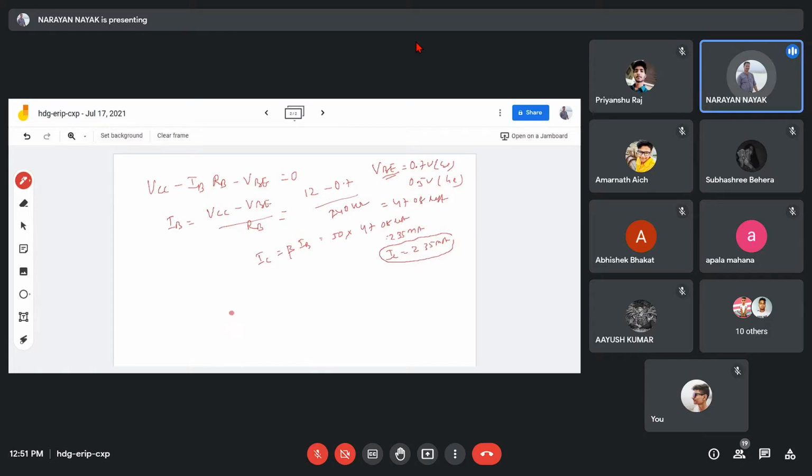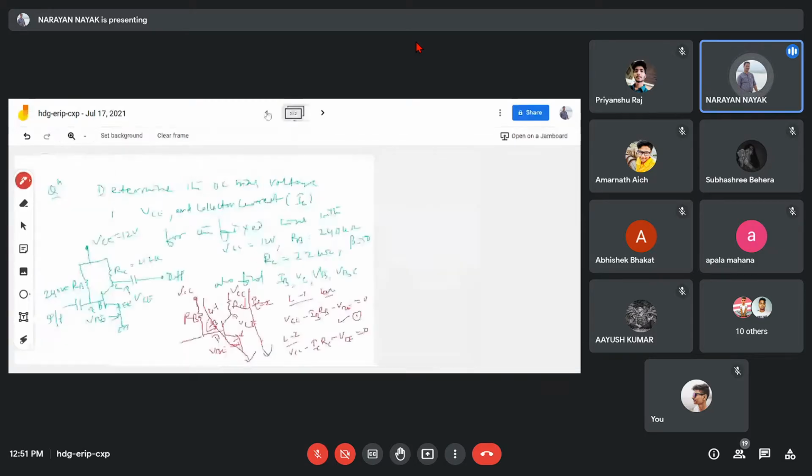From equation number 2, from loop 2, what is the loop 2 equation?